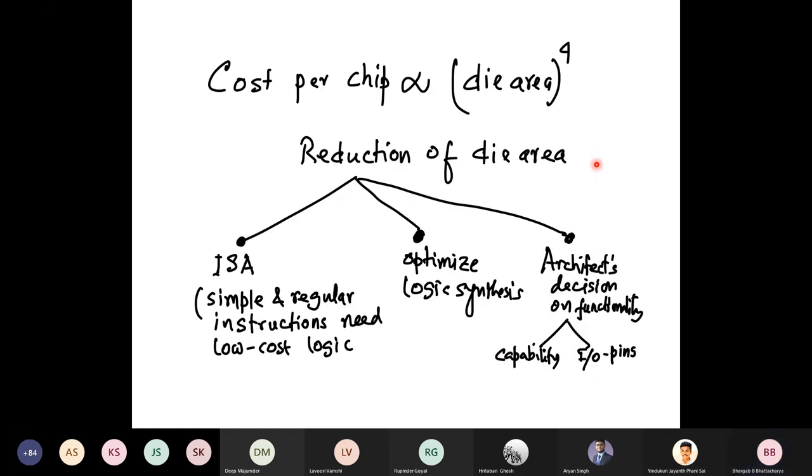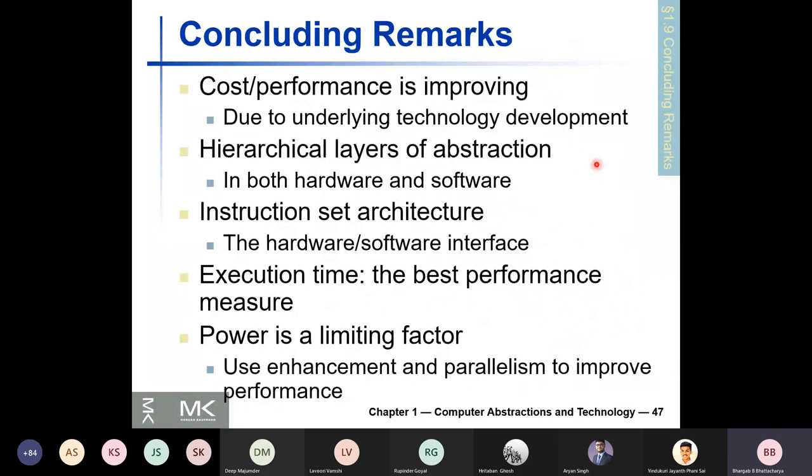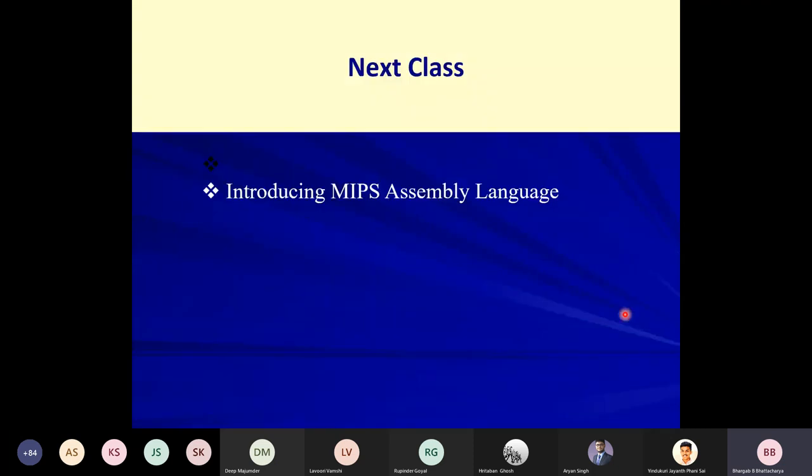So in conclusion, we notice that execution time is the best performance measure. Instruction set architecture is the fundamental thing which lies at the hardware-software interface we need to consider, and power is the limiting factor. I will upload this slide maybe by today, and the next class would be taken care of by Professor RSC.